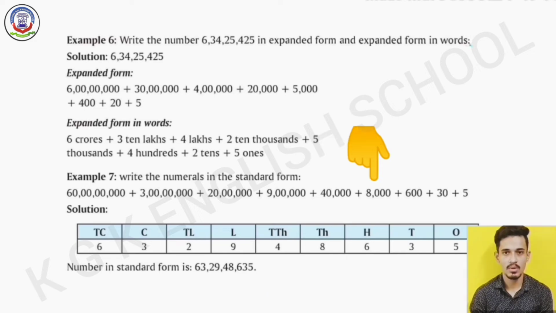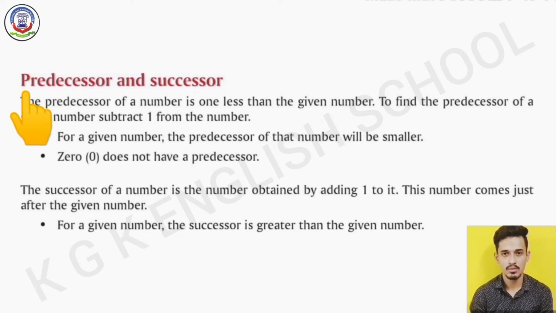Next we have 8,000. So we will write 8 in the thousands place. Next is 600. So we will write 6 in the hundred place. Next 30. We will write 3 in the tens place. Next 5, that is written in the ones place. So the number in standard form is 63 crore 29 lakh 48,635.